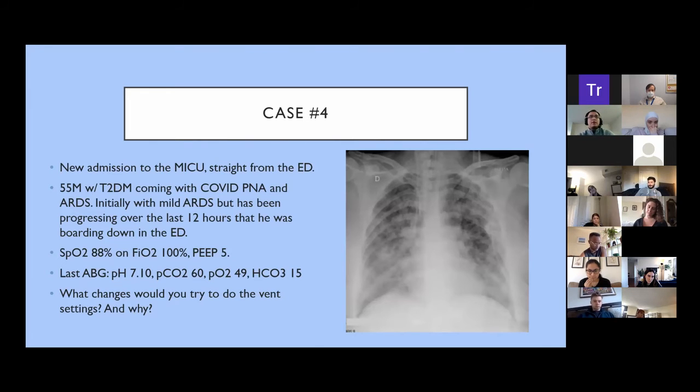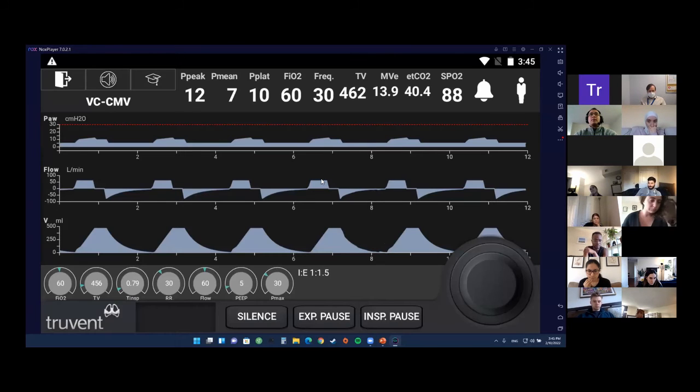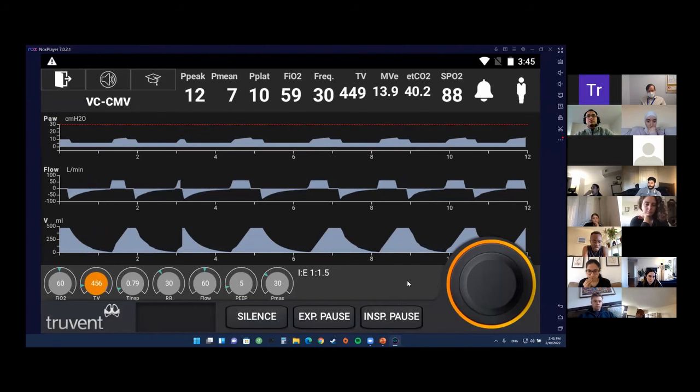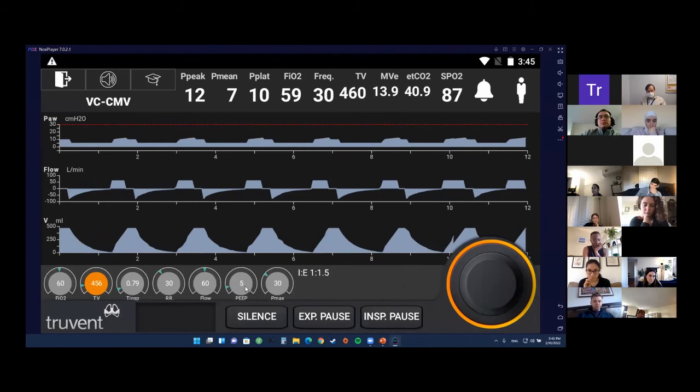Let me change the ventilator here. And what changes would you try to do to the vent settings and why? And this is your vent. Okay, so first I would increase PIP to 7 because I don't want to do it too much.